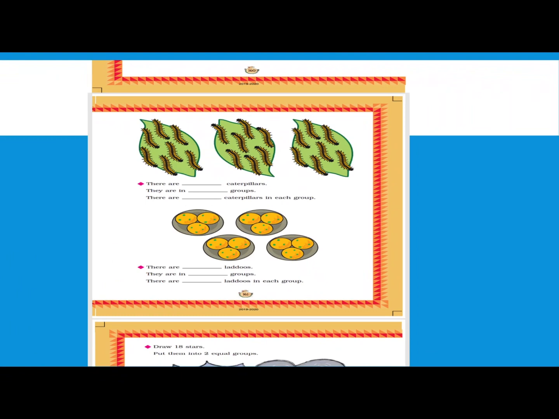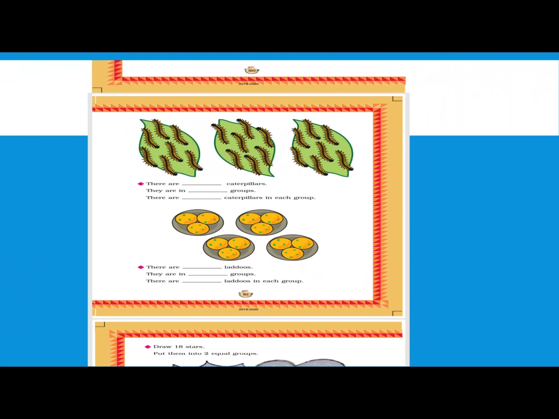Come to the next one. Now there are 21 caterpillars. Count it. There are 21 caterpillars or not? 21 caterpillars. And they are in how many groups? 3 groups. So in each group, how many caterpillars must be there? 7. Because 21 divided by 3 is equal to 7. That is 3 7s are 21.